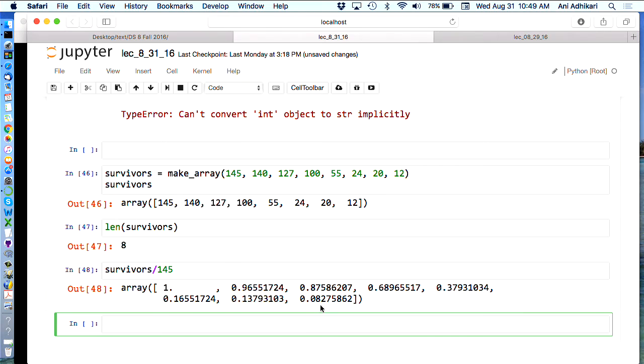Okay, so the arrays are very handy because they allow us to do element-wise operations. By element-wise operations, I mean that when you do an arithmetic operation like that, it is done to every one of the elements that you have in the array. Okay, so now there is a module that works beautifully. Yes?